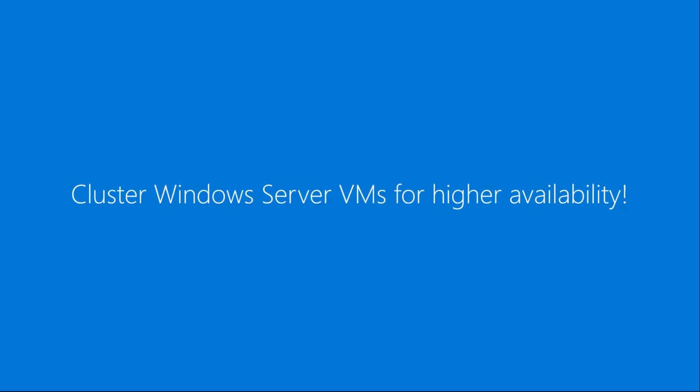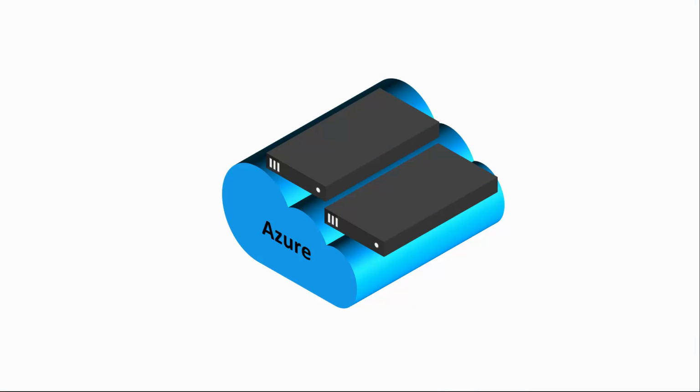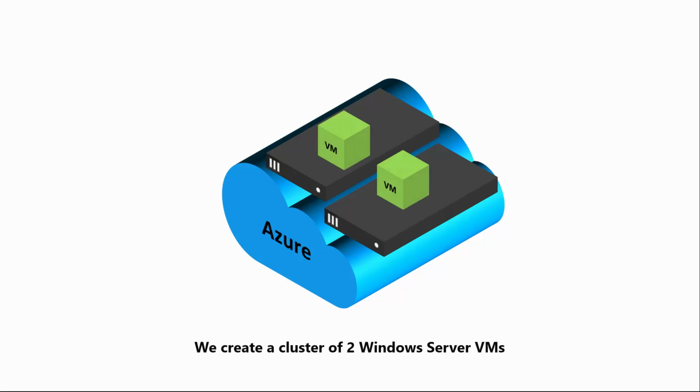So let's consider an alternate deployment model. In this deployment model, you are clustering multiple virtual machines for higher availability. This configuration is called a guest cluster. So this time, in two hosts on Azure, you're setting up two virtual machines.